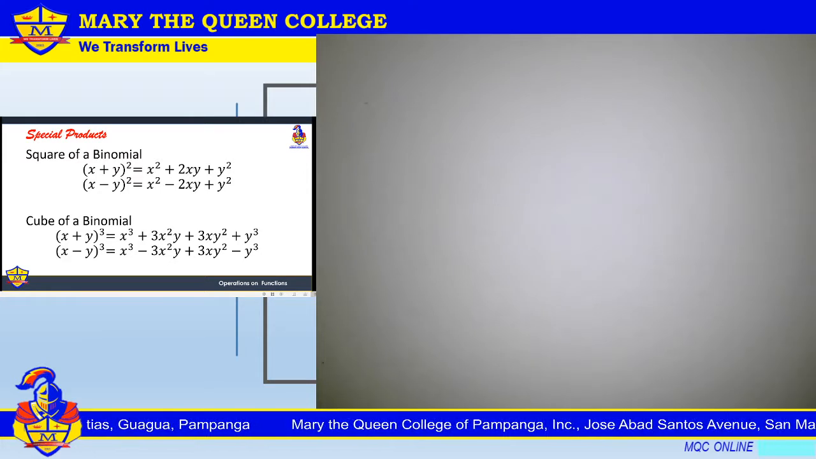that is y squared. Same with x minus y squared, or the quantity x minus y squared. Ang pinakaiba lang po dito dun sa una, yung middle term natin. So, instead na positive, magiging negative siya. So, the square of x minus y would be x squared minus 2xy plus y squared.